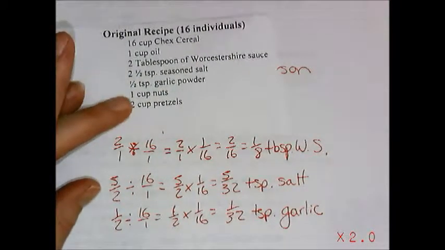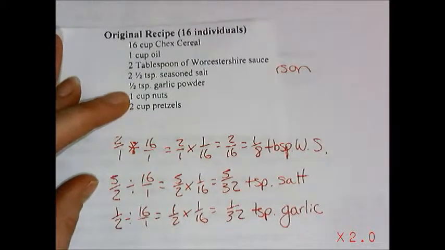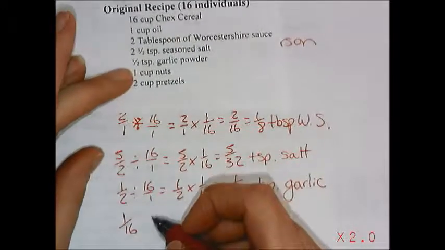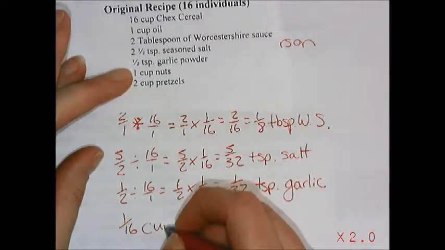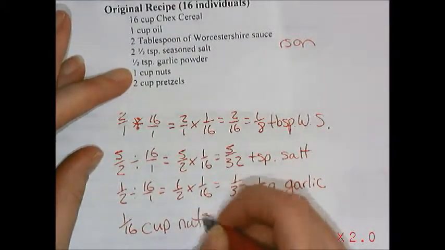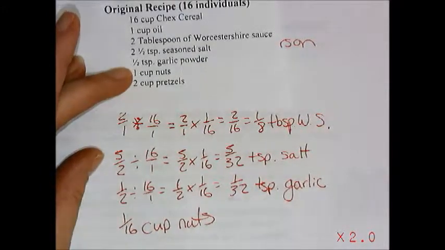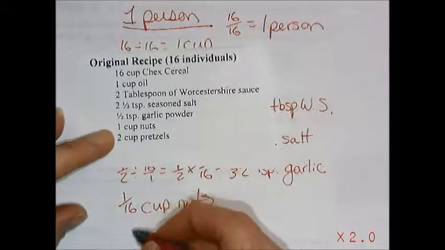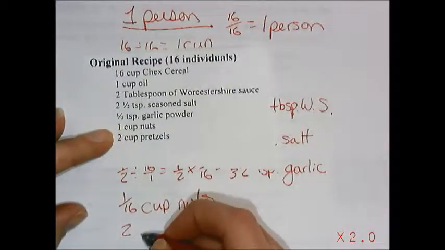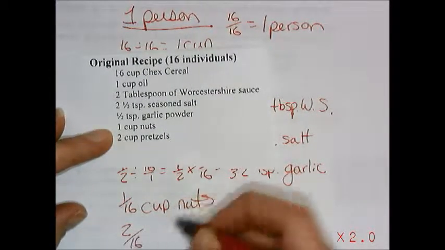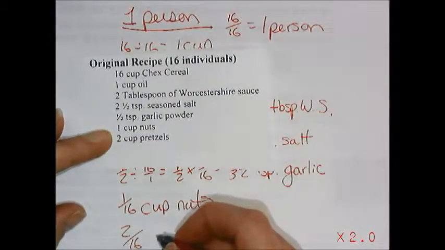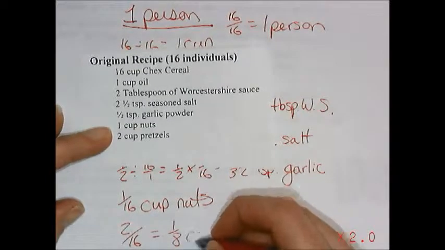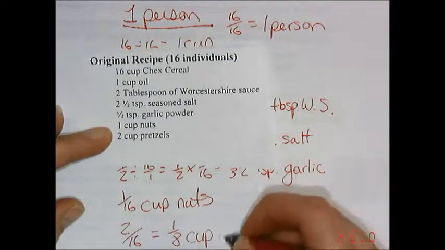And I have a cup of nuts, so 1 cup divided by 16 is just 1 divided by 16, 1/16 cup. Two cups of pretzels is 2 divided by 16, which is 2/16, which equals an eighth cup of pretzels.